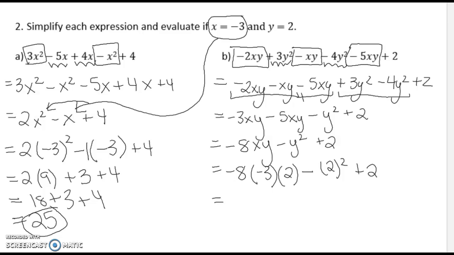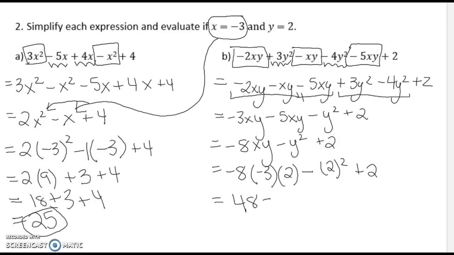So now we can multiply this all together. Negative and a negative make a positive. So our answer is going to be positive. So 8 times 3 is 24. 24 times 2 is 48. So it's positive 48. Minus.